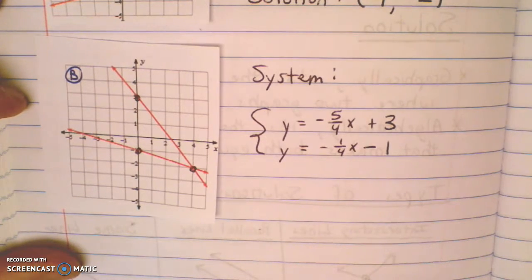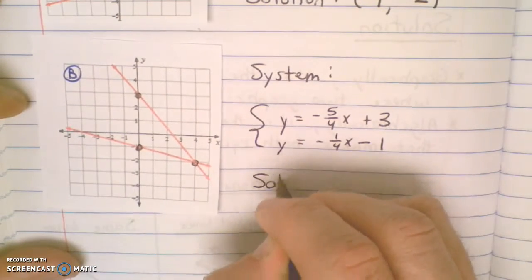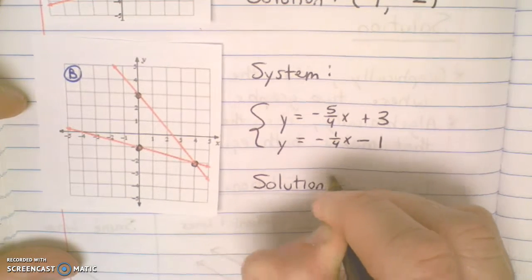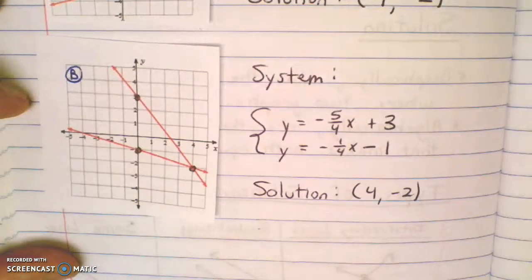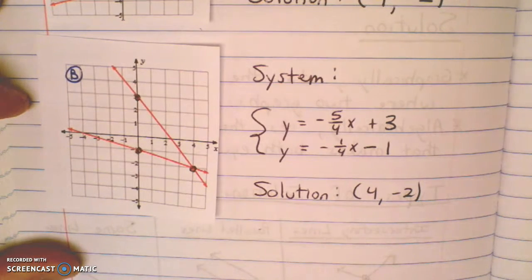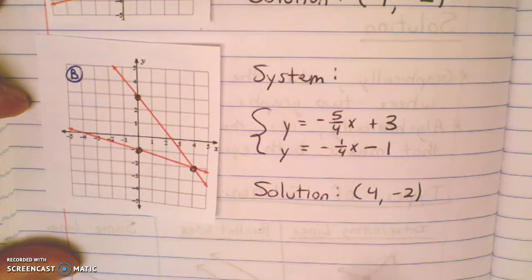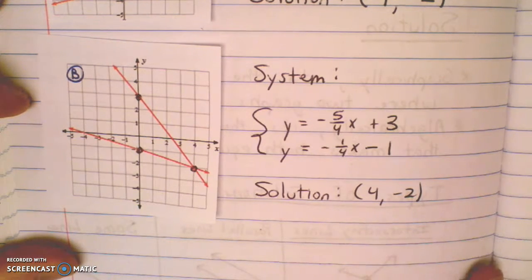So there's the system. The solution to this problem is 4, negative 2 again, which is a coincidence. It's the same answer, but this is the solution to this problem as well. If I plug in 4 to each of these problems, negative 2 should pop out. And that's finding the solution to a system of equations.